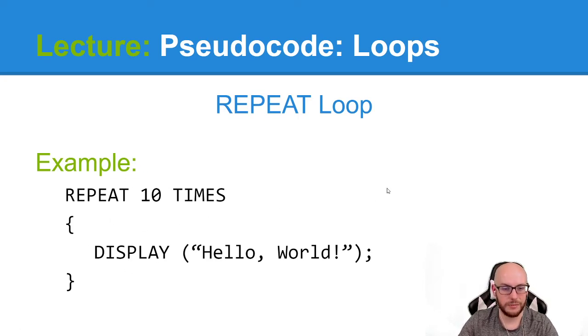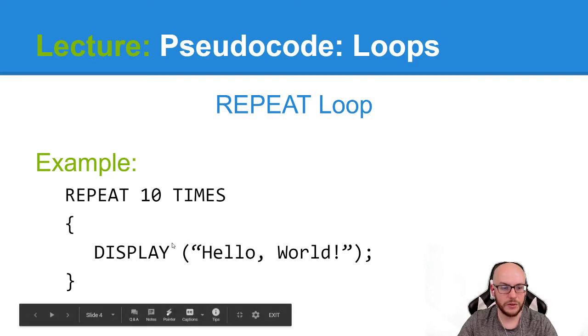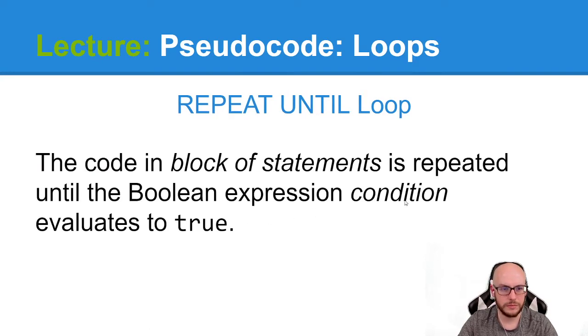In this particular example, we're displaying hello world, effectively printing it. Keep in mind, this is all pseudocode stuff. So this is the pseudocode version of system.out.println. Okay, there's also the repeat until loop. This is the one that's more like the while loop. The code in the block of statements is repeated until the Boolean expression condition evaluates to true.